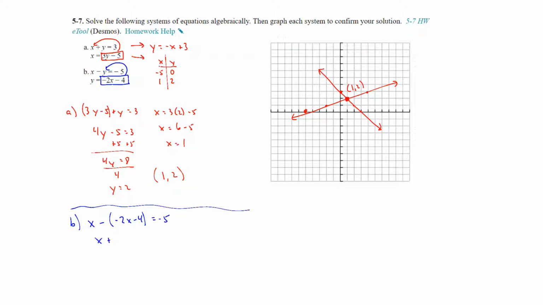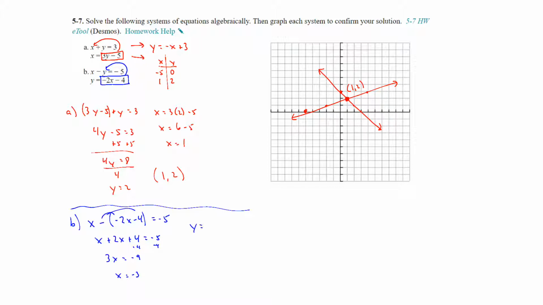And then we have x plus 2x plus 4. We're distributing that negative sign to both of them. Combine your like terms. Subtract the 4. And then divide by 3. So x is equal to negative 3.